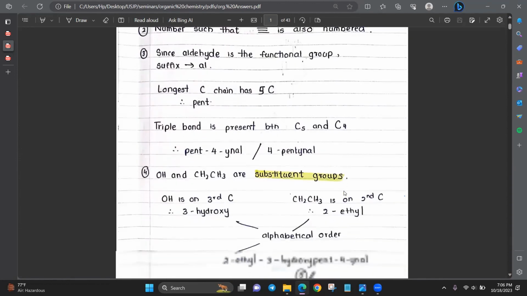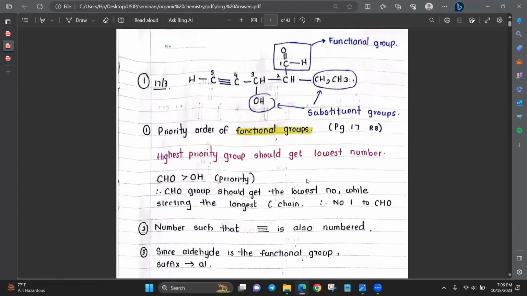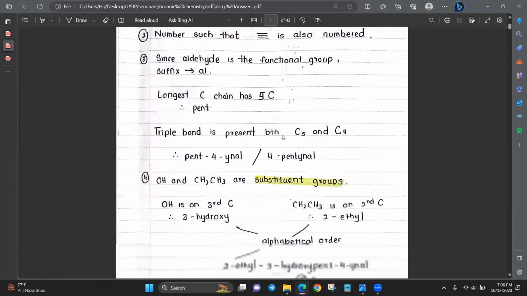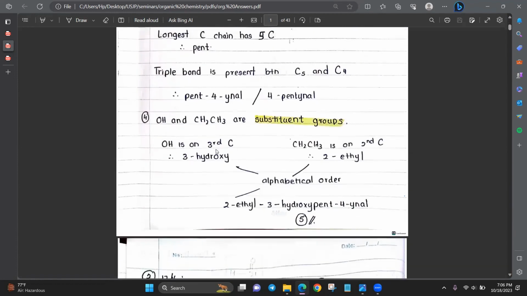After that, we are going to name our substituent groups. What are our substituent groups? Ethyl group and the hydroxyl group. The hydroxyl group is on the third carbon, therefore 3-hydroxy. And the ethyl group is on the second carbon, therefore 2-ethyl. Irrespective of the front number, we consider the alphabetical order of these names. E comes before H, therefore 2-ethyl, 3-hydroxy, and then the stem name, pent-4-ynal.